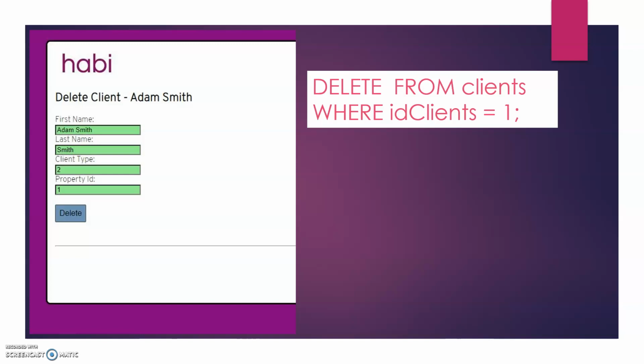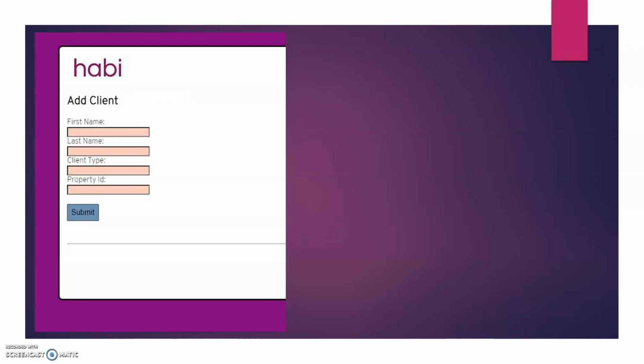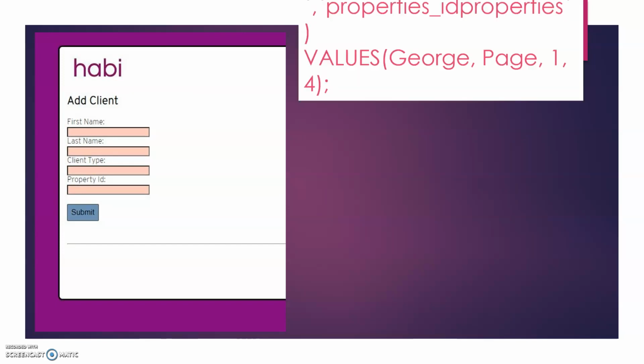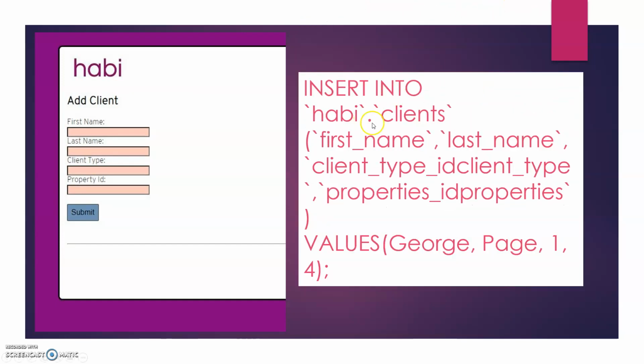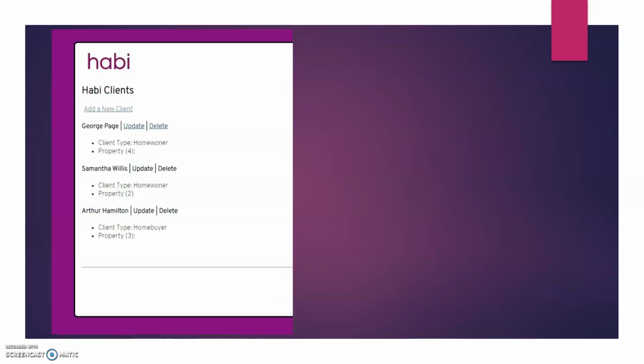So there we had our select, our CRUD statement, we had our select for read, we had our update, we had our delete. And our create, let's do a create statement. Let's add a new client. So let's insert into clients, first name, last name, client type, property ID, the values. Let's add George Page, give him a client type of 1, and his property ID is going to be 4.